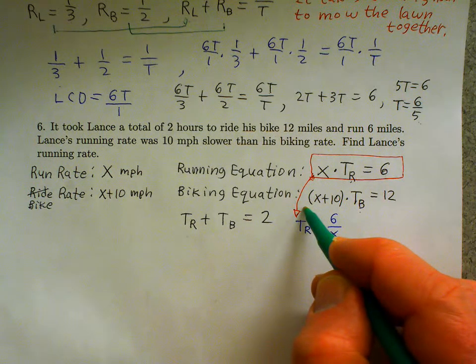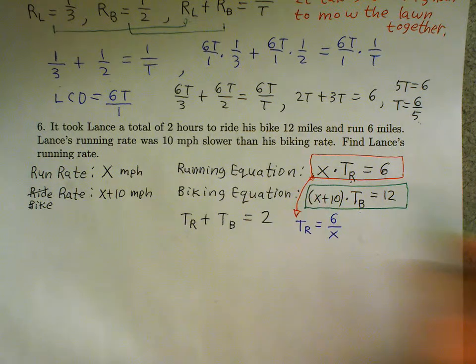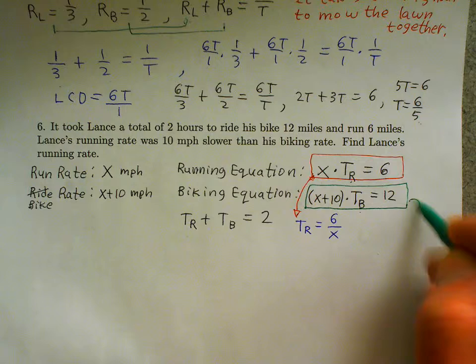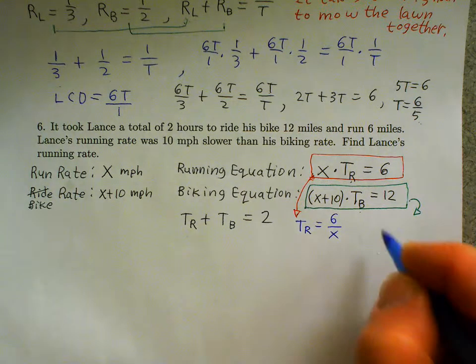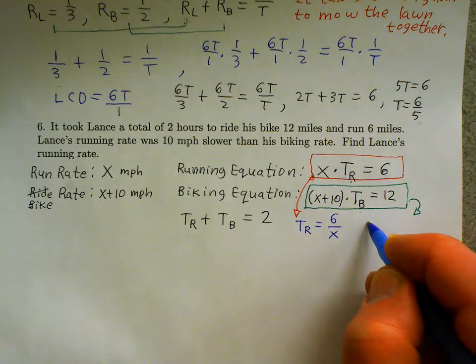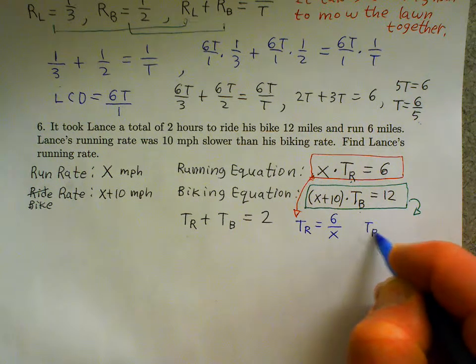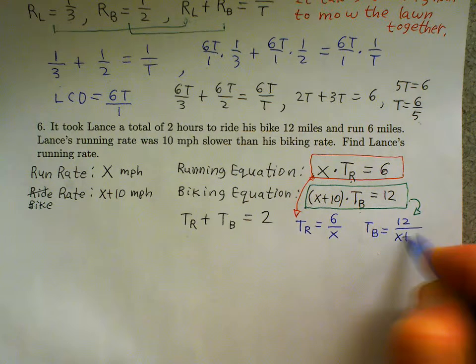And then the other equation, x plus 10 times T sub b equals 12, we're going to solve that for T sub b by dividing both sides by the binomial x plus 10. So T sub b is 12 divided by x plus 10.